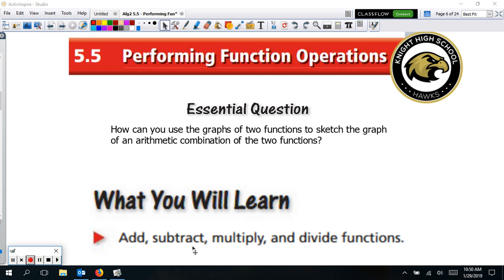Hello, Algebra 2. So we're moving right along in Chapter 5, which is all about rational exponents and radical functions. And here we are with 5.5, performing function operations, specifically with rational exponents and radical functions in this section. The operations we're talking about are the familiar ones: add, subtract, multiply, and divide functions. All right, so before we get into that, let's do a quick little cartoon.